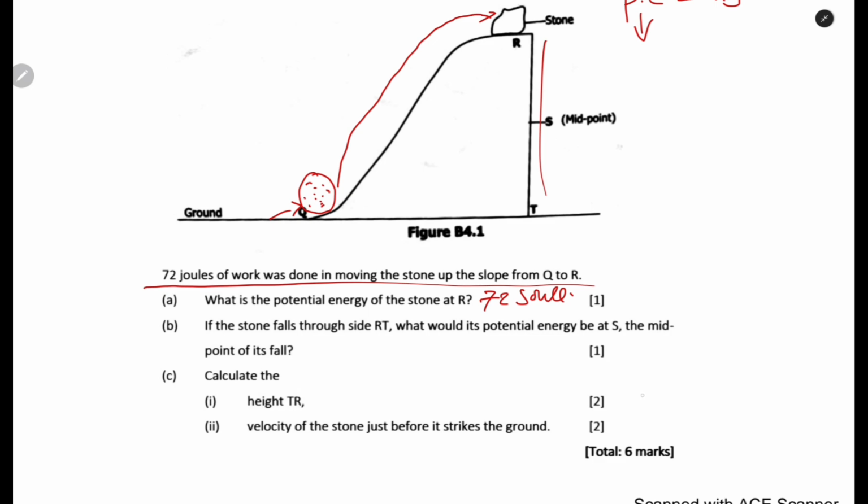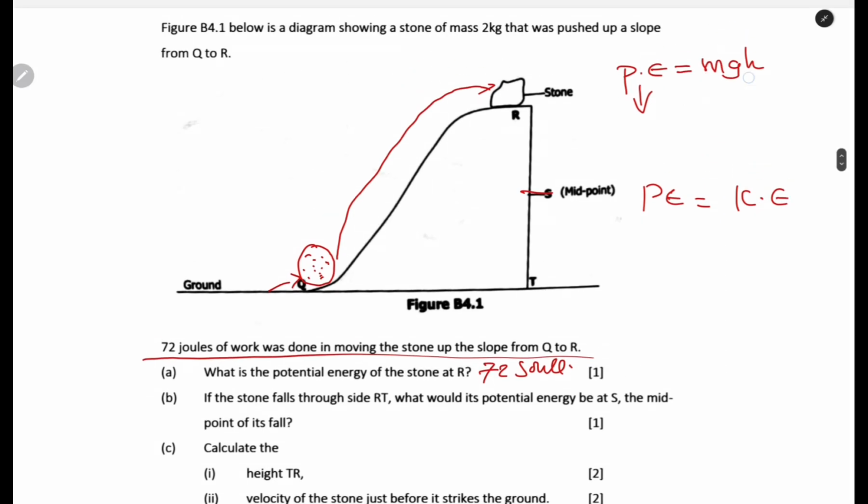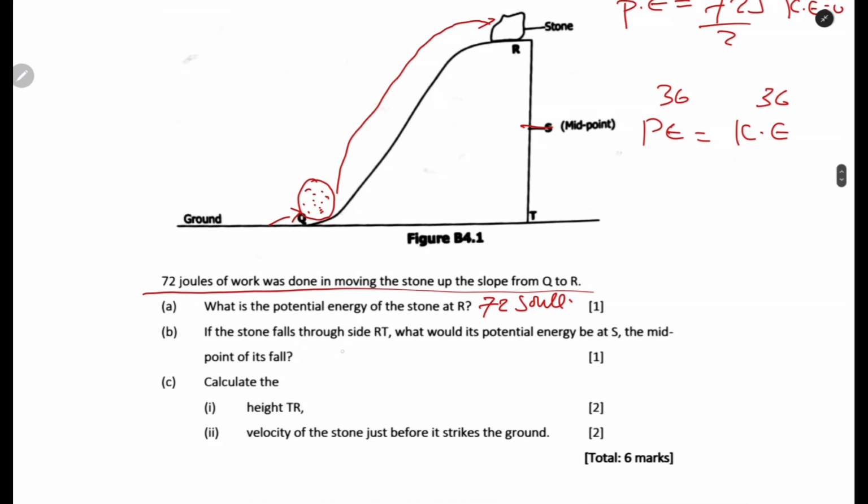what would its potential energy be at S? So S is halfway of falling. Remember what I explained from the previous part? So potential energy is equal to kinetic energy. On top there, all the energy is in the form of potential energy, which means it is equal to 72 joule. And kinetic energy is equal to 0 since the stone is not moving. So as it starts falling, halfway of its falling, you just divide this one by 2, so it will be 36. Okay, so there it is, 36 joule.